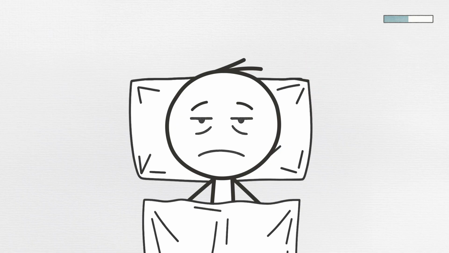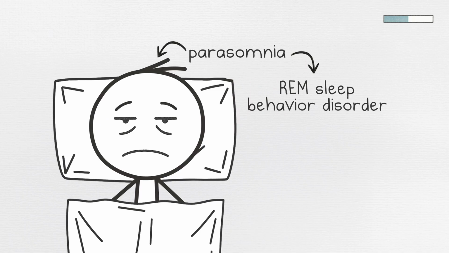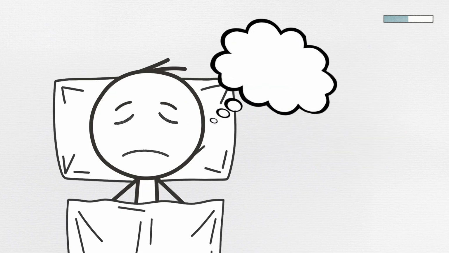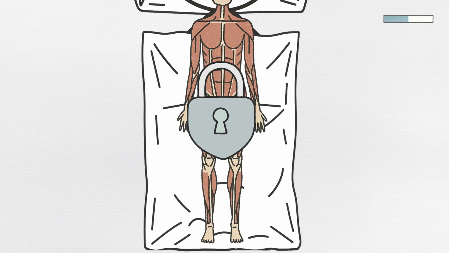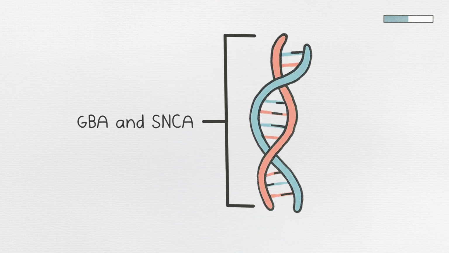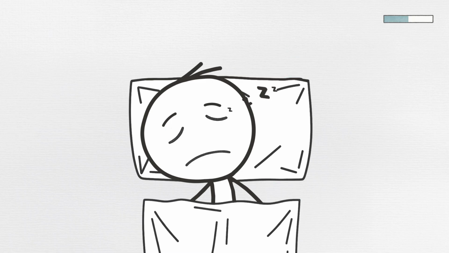This is what happens with certain parasomnias, especially REM sleep behavior disorder, where the brain's paralysis system fails during REM sleep. Normally, when we dream, our muscles shut down so we don't act out our dreams. But in these cases, that safety lock is broken. And yes, it can be genetic. Mutations in genes like GBA and SNCA have been linked to this condition, and it's not just a sleep issue.